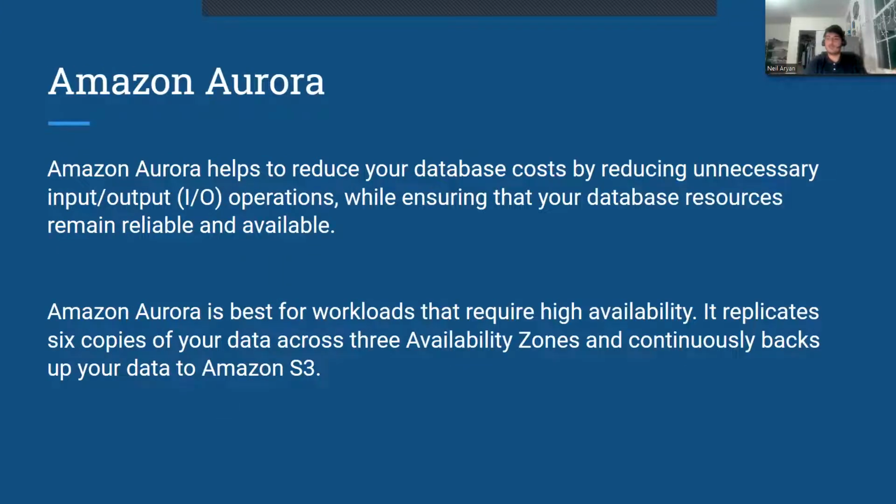Now let's talk about Amazon Aurora, which is one of the engines that I just mentioned. It's the engine that comes specifically from Amazon. And this engine helps to reduce the cost by removing all unnecessary operations while ensuring that the functionality of your database resources is still available. And it's best for workloads that require really high availability, something that's really important for your application to continue to run. It constantly updates your data across 3 availability zones, and it stores this data in an S3 server bucket.